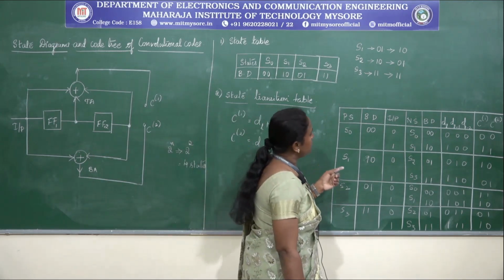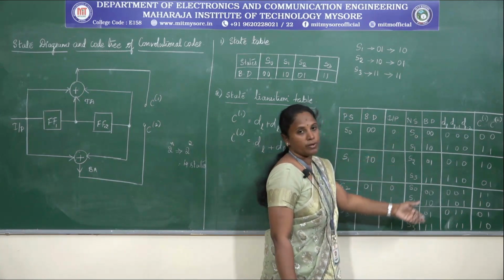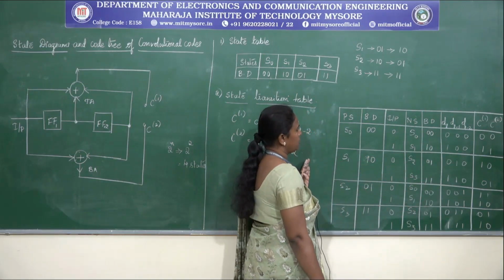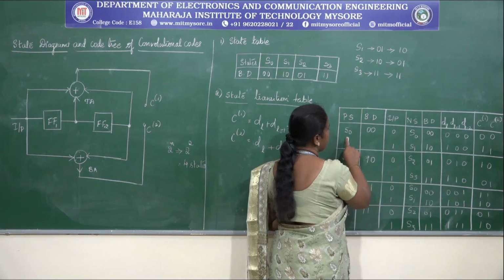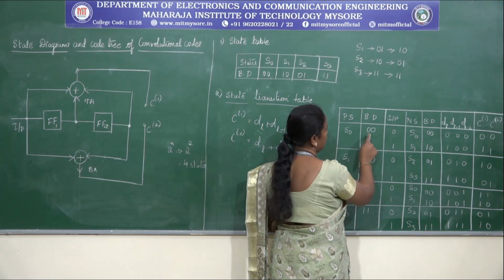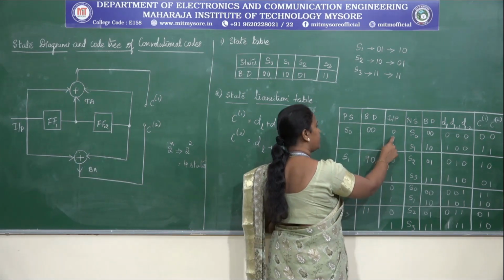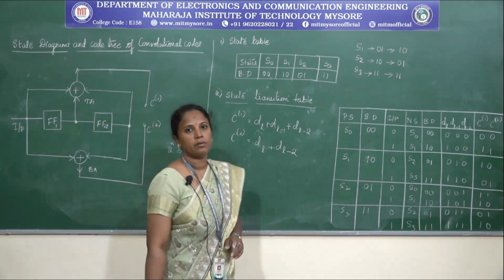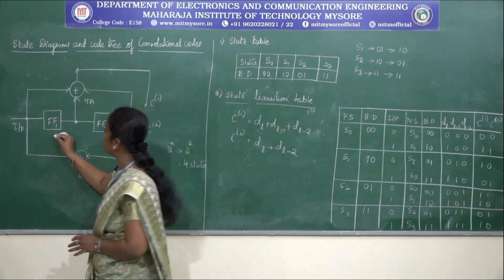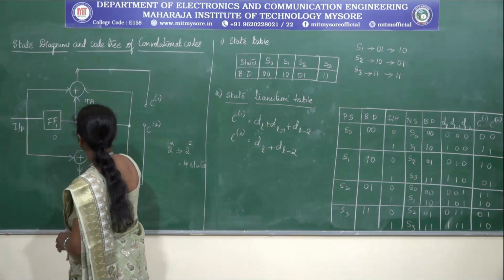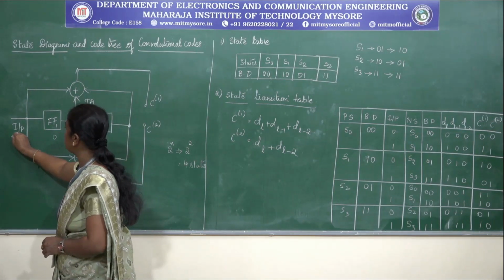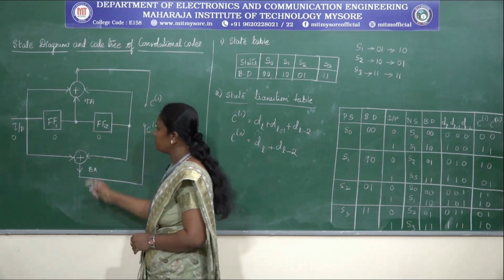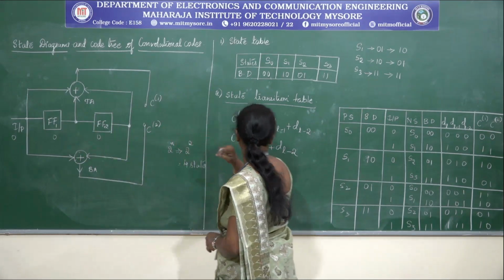Now let us see how we have written this state transition table. For the present state S0, which is 0, 0, suppose the input is 0. The flip-flop contents for the present state S0 are 0, 0, and we are considering the input to be 0. So in this condition, what happens?